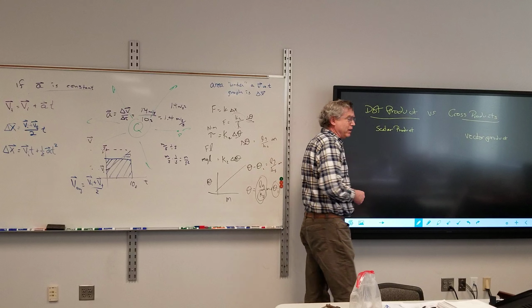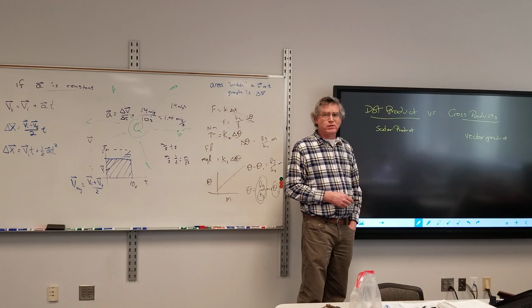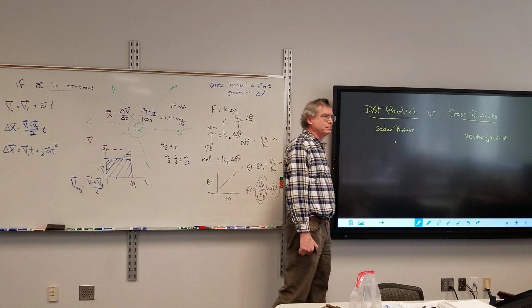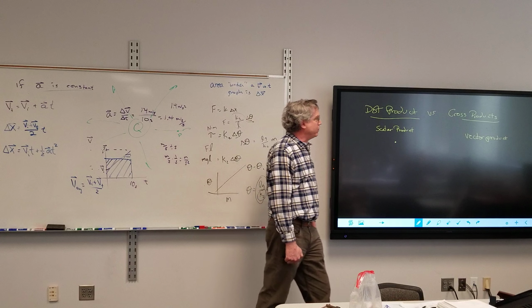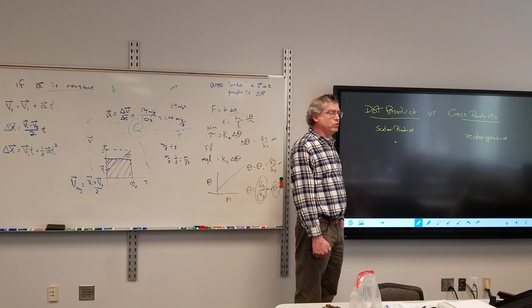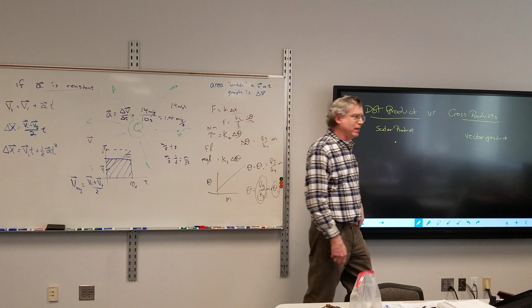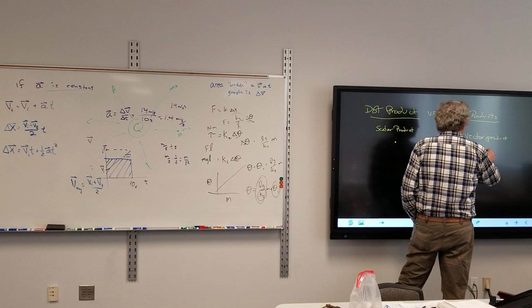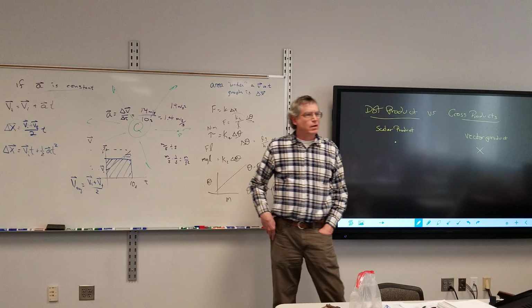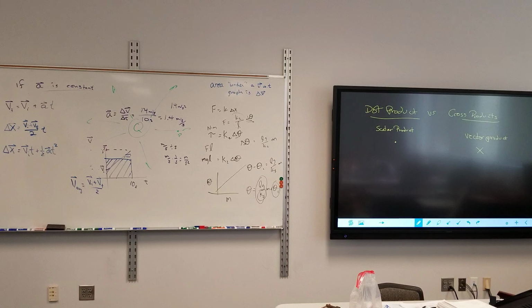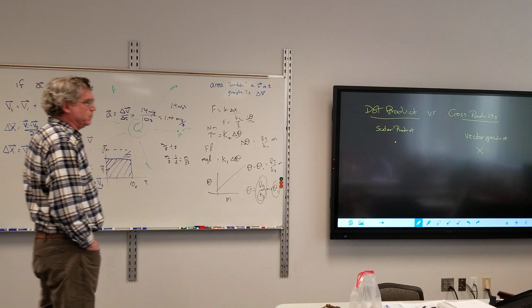Dot products are called dot products because the multiplication symbol you use is a dot. A cross product, the symbol that you use, it's really an X, but they call it a cross. At some point in math, you're told that both of these mean multiplication. When you're dealing with vectors, there is a distinction between the two.